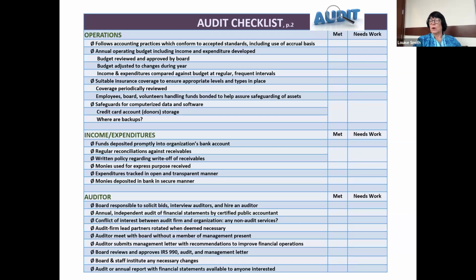And if you are unfortunate enough to have what people call a management letter, you're going to want to look at that carefully. It's where they would be telling you there were deficiencies. And those are things you're going to want to work on with your executive director to remedy.